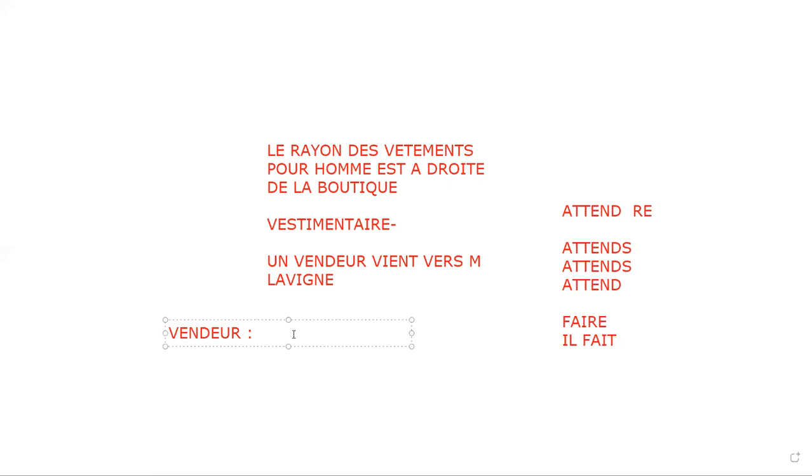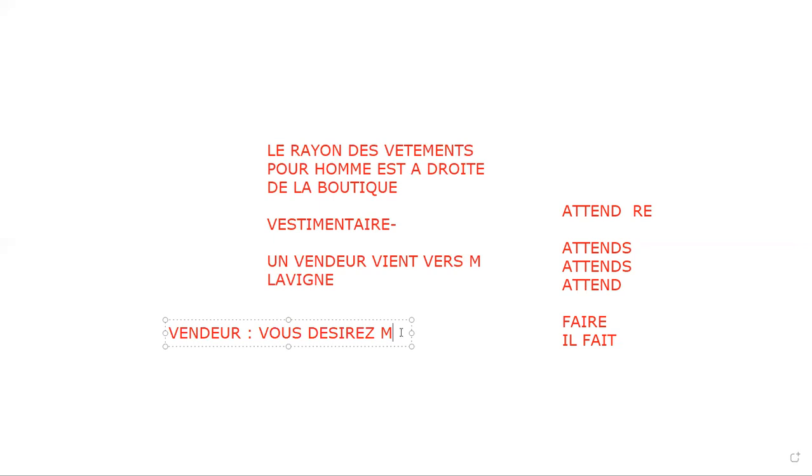Vendeur says: Vous désirez, monsieur. What is monsieur? Mister. Vous désirez. Désirer is my verb to desire. So I can say, vous désirez, monsieur. C'est clair. You desire, mister. It means, what do you want? Vous désirez, monsieur. Pen down, please. Désirez is a verb to desire, and monsieur. C'est clair.